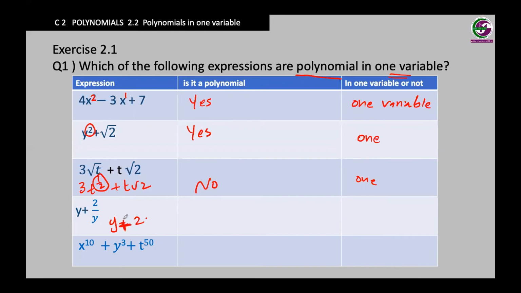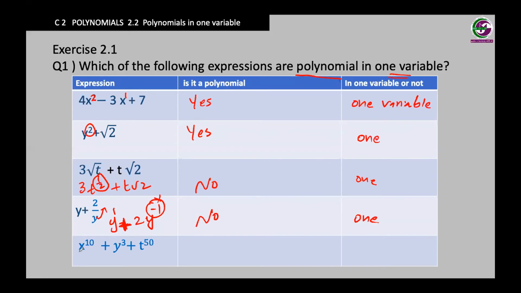2y plus 2y power negative 1, because this should be up in the numerator. Variables should be in the numerator in the standard form of writing polynomials. So here the power is 1 and here the power is negative 1, which is not a whole number. So this is not a polynomial, but there is only one variable.